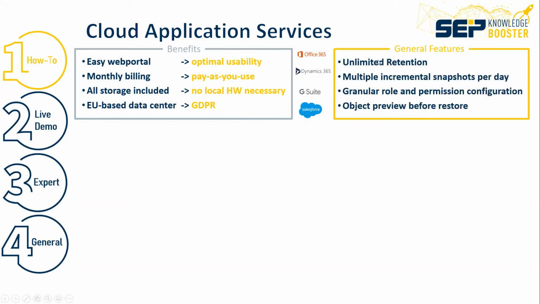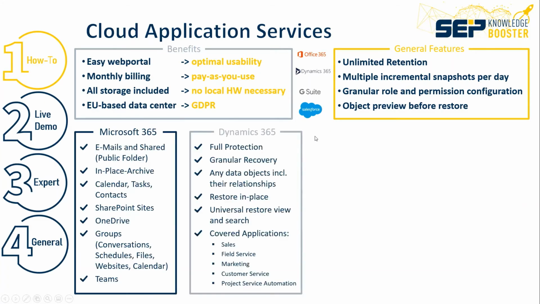We have unlimited retention with this kind of backup. There are multiple snapshots per day for the backup, and very granular role and permission configuration. Object previewer, that's really cute and nice: if you need to restore a file, you can make sure that it's the correct file before restoring it, because you have a little preview. And I will show you a little bit of this in a live demonstration.